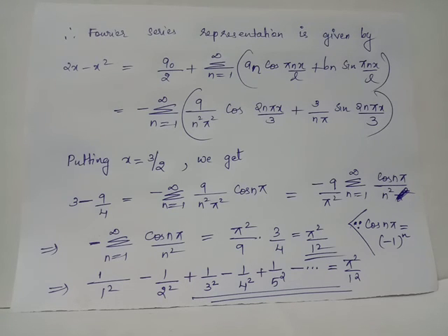For example, give n equals 1. Then we have minus 1 multiplied to minus 1 the whole raised to 1 divided by 1 square which becomes 1 by 1 square. When you give n equals 2, we will get the term minus 1 multiplied to minus 1 the whole square divided by 2 square which will give the term minus 1 by 2 square. When you give n equals 3 here, we will get minus 1 multiplied to minus 1 the whole cube divided by 3 square which becomes positive 1 by 3 square and so on. And we have the RHS already obtained as pi square by 12, and thus we arrive at the required result to be proved.